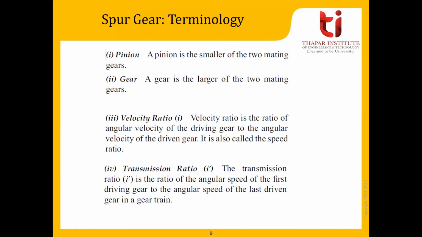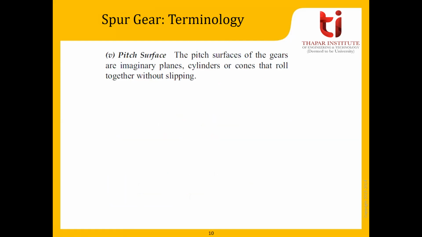Then the velocity ratio. Velocity ratio is the ratio of the angular velocity of the driving gear to the angular velocity of the driven gear, known as speed ratio or velocity ratio. The next is transmission ratio. In the case of gear trains, if we take the angular velocity of the first driving gear to the angular speed of the last driven gear in the gear train, that ratio is known as the transmission ratio.